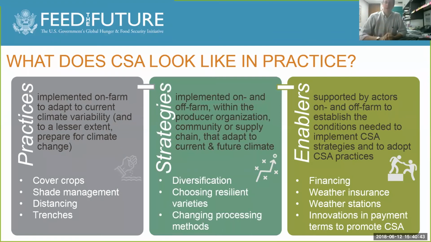Another strategy clearly is choosing resilient varieties. What are those varieties? Are they available? Do they meet our quality needs? Can farmers access them? At what cost? How do we promote the renovation of existing coffee varieties that may be less well suited for those that are better suited? A third area is how do we begin to change processing methods?